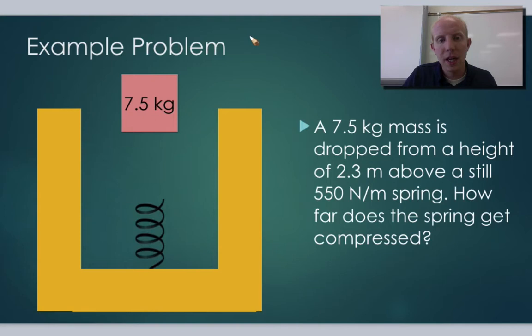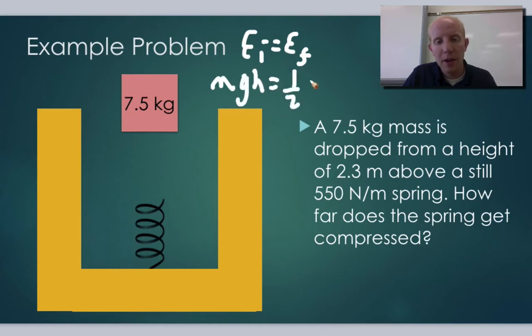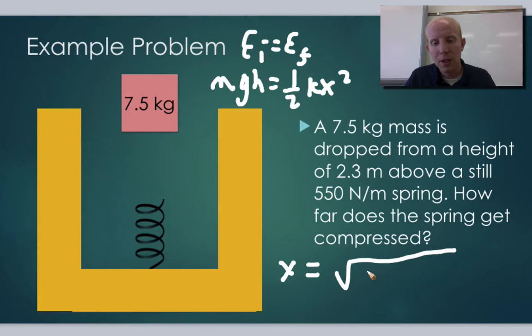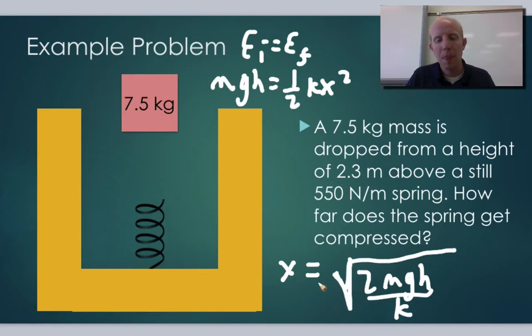So again, we'll say, all right, energy initial equals energy final. In this case, we started with mgh. We end with 1/2 kx squared, but this time we're solving for x. Okay? So we'll times by 2 and divide by k. We'll end up with x is equal to the square root of 2mgh over k. Right? Just times by 2, divide by k, and square root the whole thing.